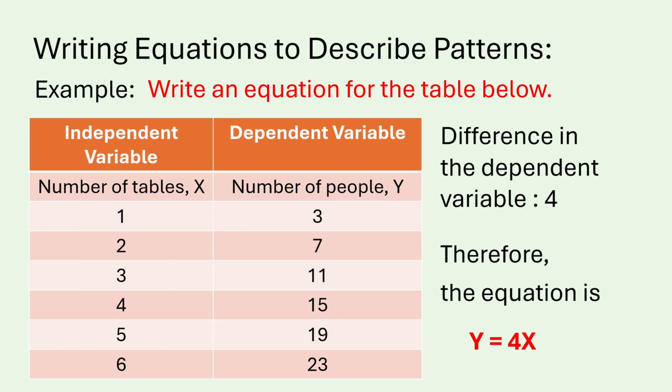Therefore, the equation is y is equal to 4x. But in our pattern, we subtract 1 from each result. 1 times 4 minus 1 is equal to 3. 2 times 4 minus 1 is equal to 7. 3 times 4 minus 1 is equal to 11. We can keep following this pattern for the other values. So, the equation is y is equal to 4x minus 1.